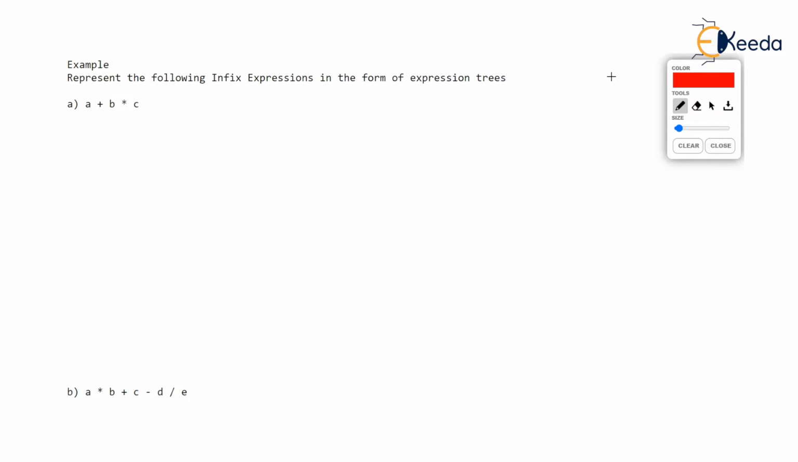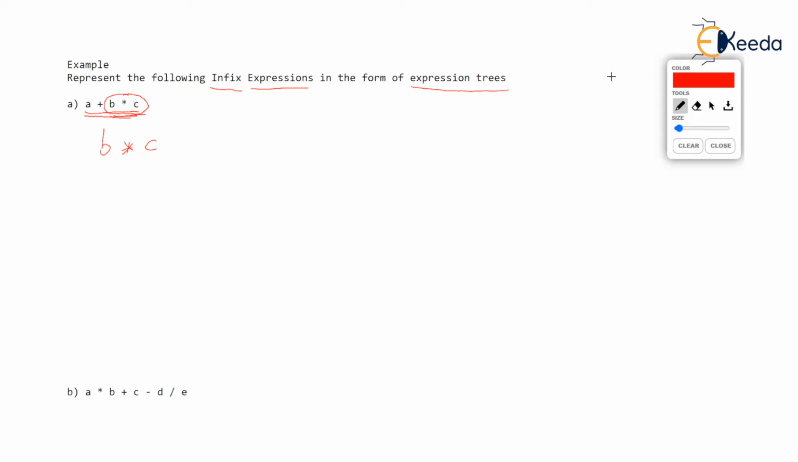Suppose we are given an infix expression and we want to represent that infix expression in the form of expression tree. Now the infix expression given is a plus b into c. Let's try to draw a binary tree. Now you all know that b into c has highest priority in this. So we will represent b into c in the form of binary tree. How exactly? First, let us take b into c.